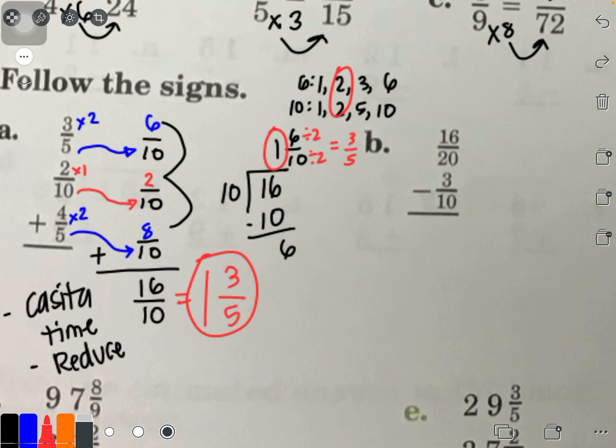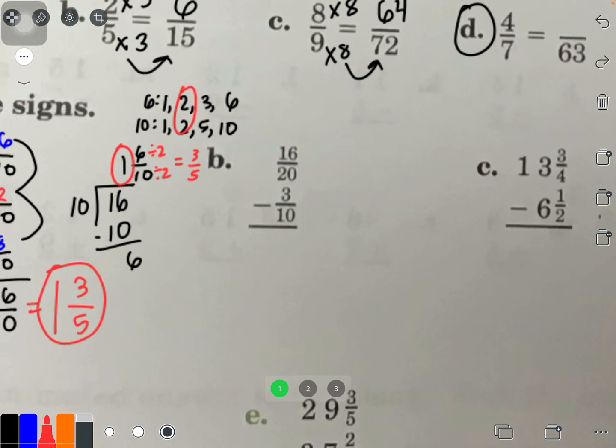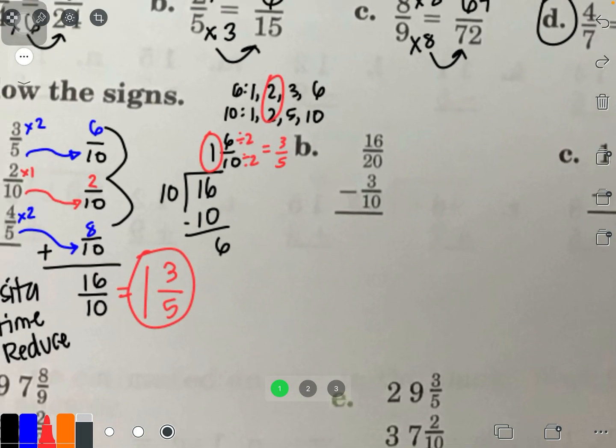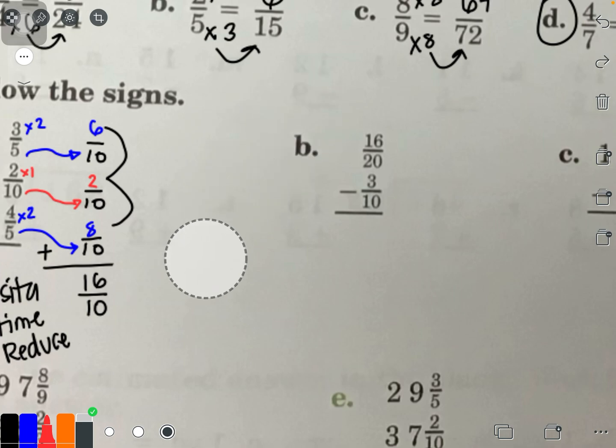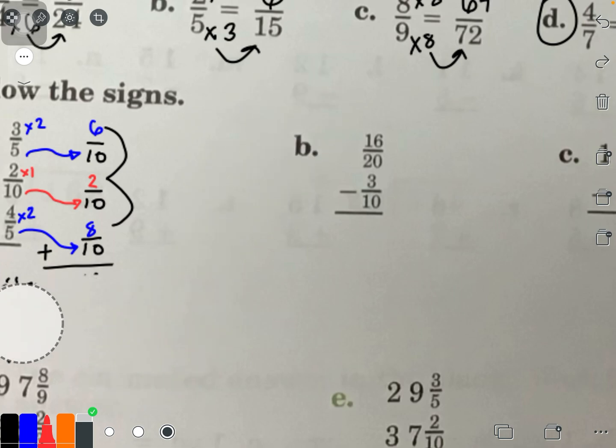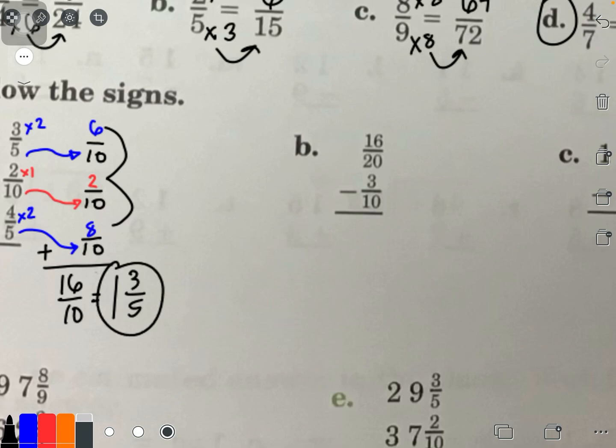Alrighty, letter B. I'm going to erase all of this. Oh, I know I erased the answer. Remember, you can always go back by rewinding the video. So this was 16 tenths, but it's really going to be 1 and 3/5. And I'll circle that because that's my final answer.